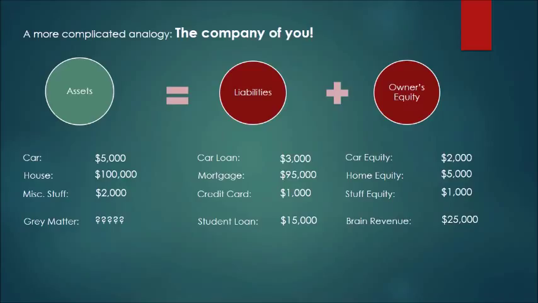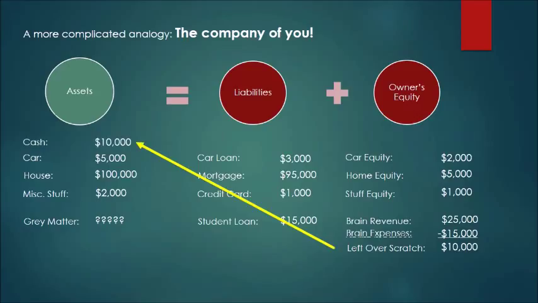Now, that brain's going to need some expenses. You need to eat. You need to entertain it. You need occasional bottle of wine, whatever. So let's put some expenses in there for $15,000, giving you $10,000 in scratch left over the course of the year. Now, what's another word for scratch? Cash. And cash is an asset because, one, it has value, and it can be used to produce revenue.